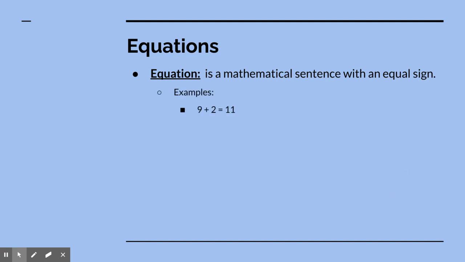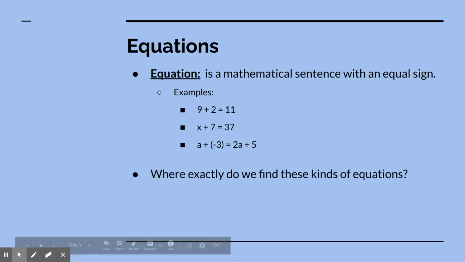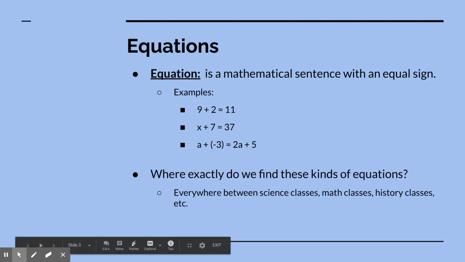An example of that looks like these. Again, things you've already seen before. Okay. 9 plus 2 equals 11. X plus 7 equals 37. A plus negative 3 equals 2A plus 5. Okay? So again, these are things that we have already been working with, that you have already been studying with, that should not be terribly new.